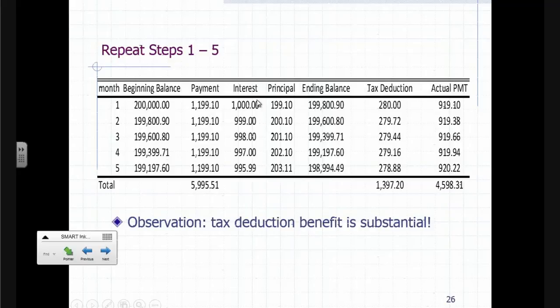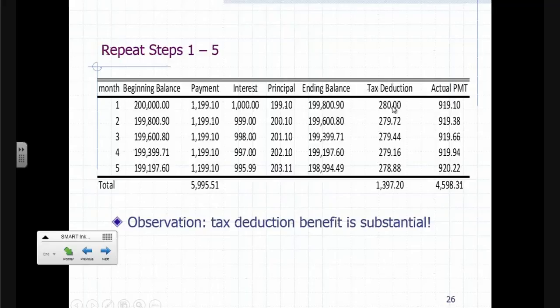So if you know the interest, the difference, you got the principal. Then the beginning balance minus the principal is the ending balance, right? Then the tax deduction. If your marginal tax rate is 28%, then the interest portion, because the principal portion is not tax deductible. In the United States, only the interest portion is tax deductible, right? So you pay 1,000 interest, your tax rate is 28%. So this number multiplied by the 28% marginal tax rate is your tax savings.